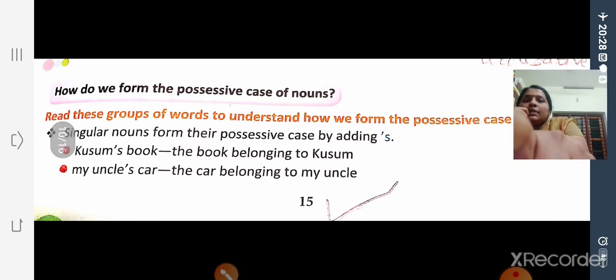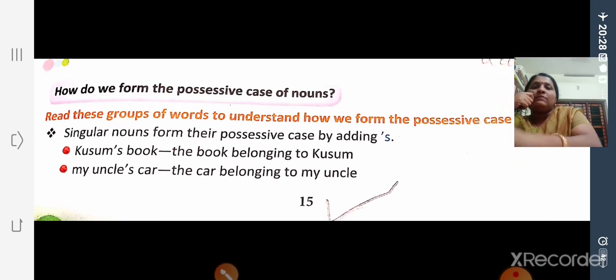Now there are certain rules to form possessive cases. How do we form the possessive case of nouns? Read these groups of words and understand how we form the possessive case. So, rule 1: singular nouns form their possessive case by adding apostrophe s. If we have a singular noun and want to form its possessive case, just simply add apostrophe s. I'll show you some examples.